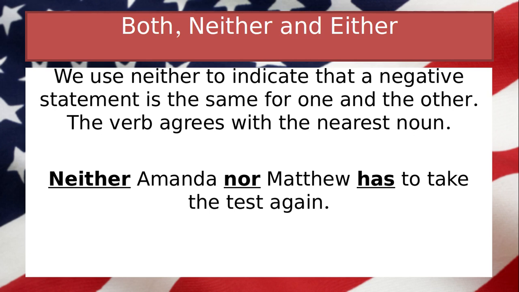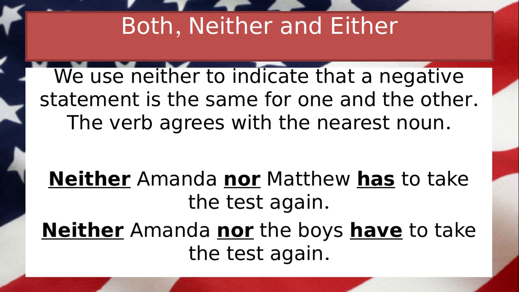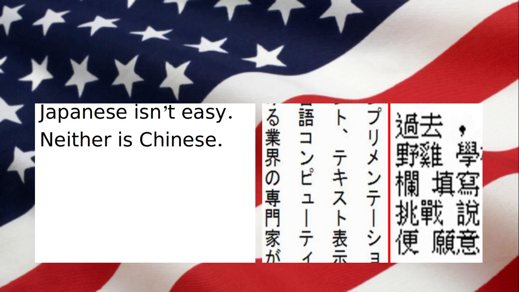So Matthew, as we have the third conjugation, Matthew is a he. Matthew has. Neither Amanda nor the boys have to take the test again. If I change Matthew, which is considered to be a singular noun, to the boys, which is plural, I have to change the verb as well, because the boys have to take the test again. It's a plural form.